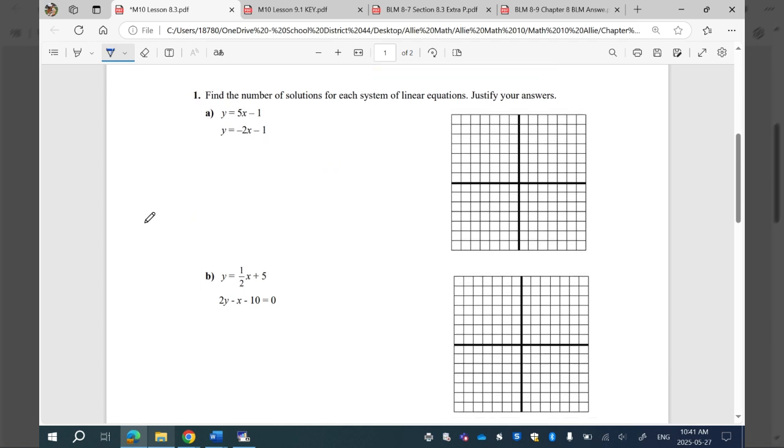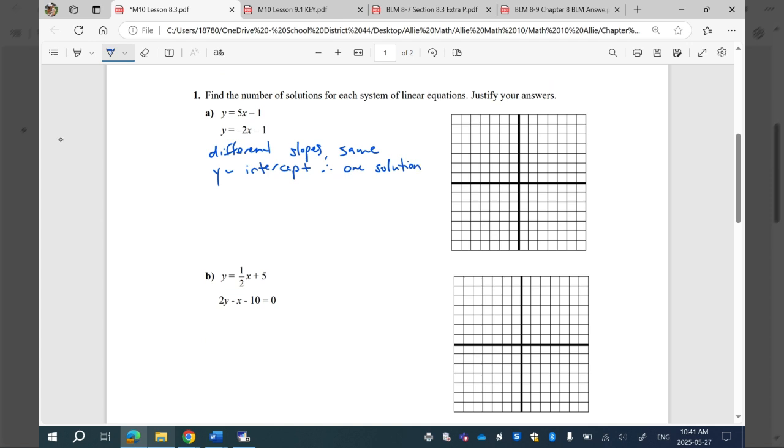Justify your answer. So these ones we can see they have the same y-intercept. They have a different slope. Based on that info up there, I think we're going to have one solution. So we have different slopes, same y-intercept. Therefore, one solution. But let's graph it as well.